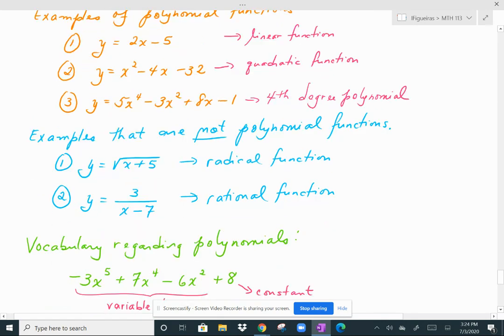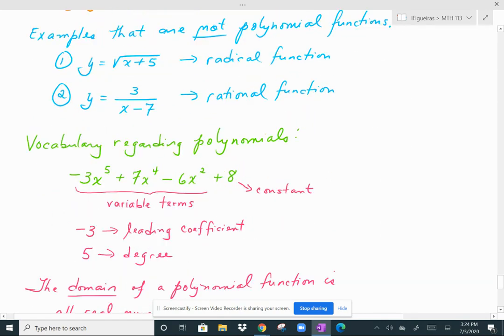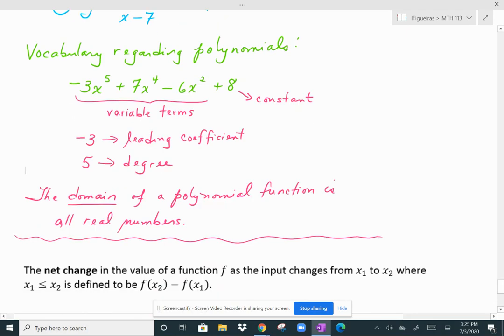So here's some vocabulary regarding polynomials. This is a polynomial with 4 terms. The variable terms are the first 3 with all the x's. The constant is the one that doesn't have a variable. We call -3 the leading coefficient because it is the coefficient of the variable part that determines the degree, and the degree is 5. So the highest exponent in a polynomial function is the degree. And like I mentioned, the domain of a polynomial function is always all real numbers.